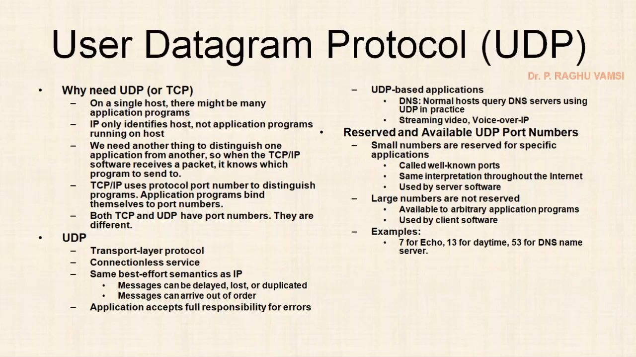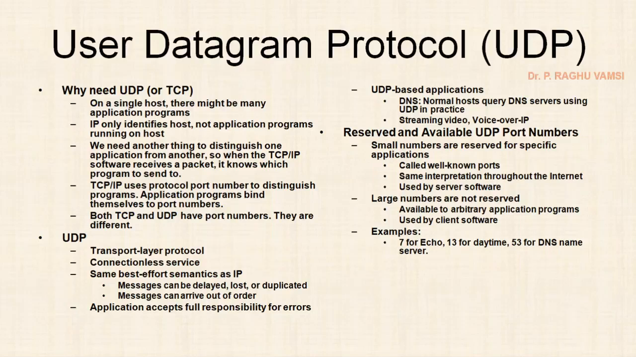Whenever messages arrive out of order, it is the responsibility of the application to rearrange them in the proper order. In the case of TCP, if messages are received out of order, TCP maintains a buffer and rearranges all the packets in sequential order, so you get a perfect quality of service there. But in UDP, you will not get that. The application accepts full responsibility for errors.